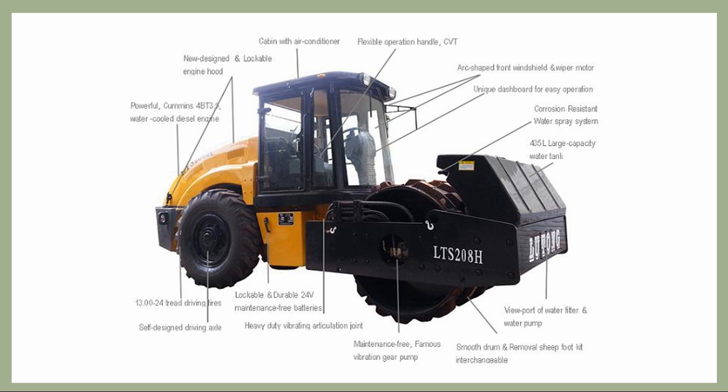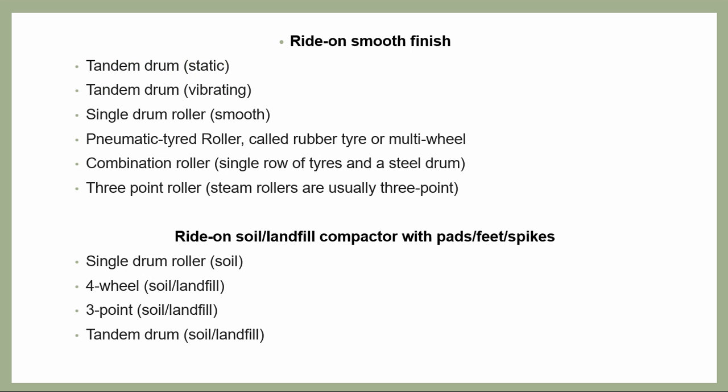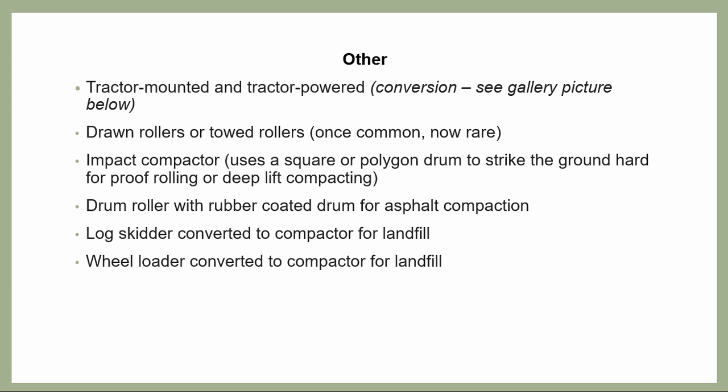Now coming to the next slide, these are the types of roller. Basically rollers can be divided according to various categories. First one is the pedestrian operated roller. Next is the ride on smooth finish roller. Third one is the ride on soil or landfill compactor with pads, feet and spikes roller. And next one is the other kinds of roller.